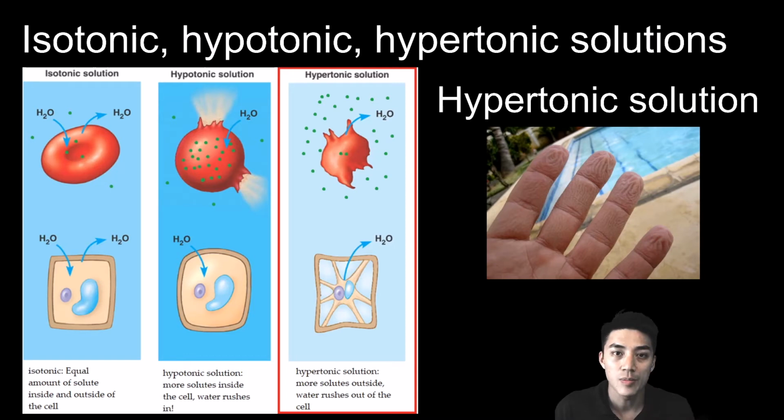So what happens is the cell actually loses water to its environment. The water's leaving the cell. So this is kind of like going for a swim or taking a shower, and you look at your hands afterwards, they're all pruny, your fingers are pruny, and that's because the water from your hands has actually left. It got drawn out by the salts in the water.